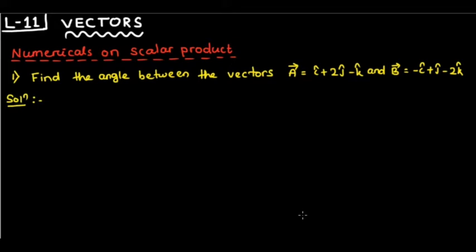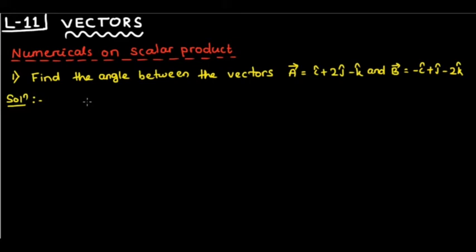So look at the first question on the screen. The question is: find the angle between the vectors a equal to I cap plus 2j cap minus k cap and b equal to minus I cap plus j cap minus 2k cap. We have two vectors a and b given in component form and we have to find the angle between the two vectors. We know if vectors are given in component form then how to find the angle.